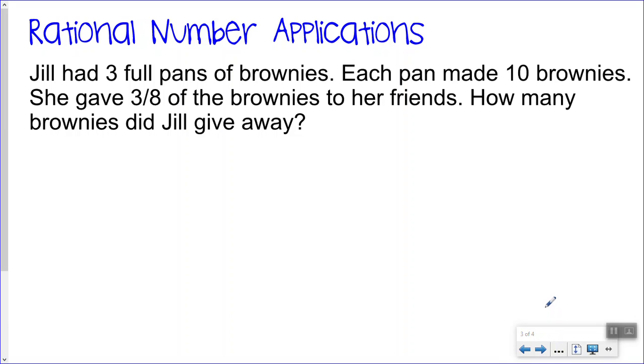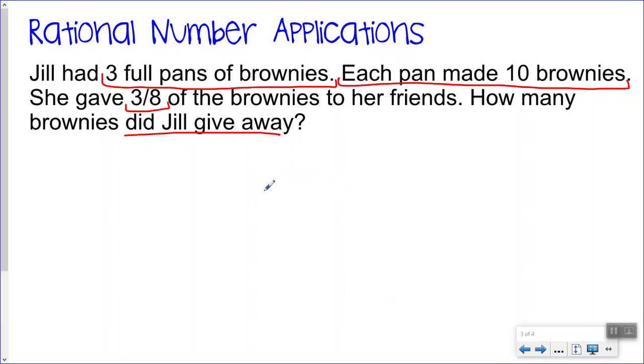All right, for our next question, we know that Jill had 3 full pans of brownies. Each pan made 10 brownies. Out of all of those brownies, Jill gave 3/8 of them to her friends. And we want to know how many did she give away. So I want you to try this one on your own. Go ahead and pause the video, see if you can figure out an answer, select it in the Edpuzzle, and then move on.